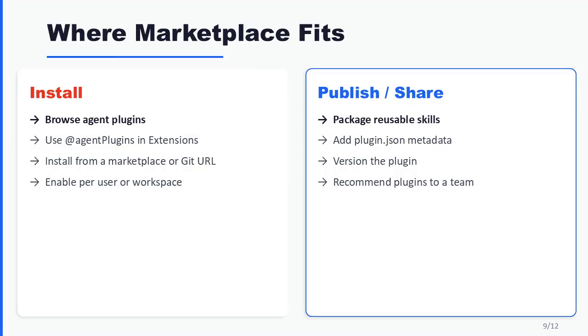Marketplace is the discovery and sharing layer. As a user, you browse available plugins, install one, and enable it. In VS Code, plugin marketplaces are Git repositories that contain plugin definitions, and you can add more marketplaces through settings. You can also install a plugin directly from a Git repository URL. As a team, this is huge. You can package your internal engineering workflows and recommend them to everyone in the workspace.